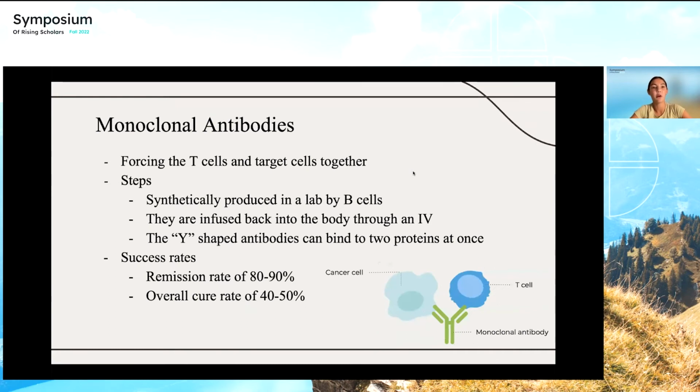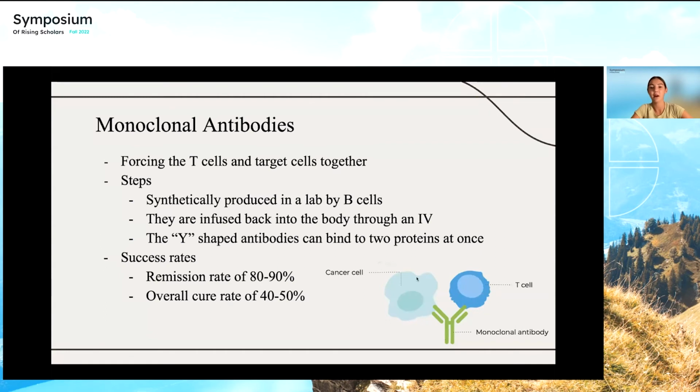Second immunotherapy I will be talking about is monoclonal antibodies. What this therapy does is it forces the T cells and target cells together. So these antibodies are synthetically produced in a lab by B cells that naturally secrete this type of antibody. After this, they are infused back into the body through an IV. And once in the body, these Y-shaped antibodies are capable of binding to 2 proteins at once.